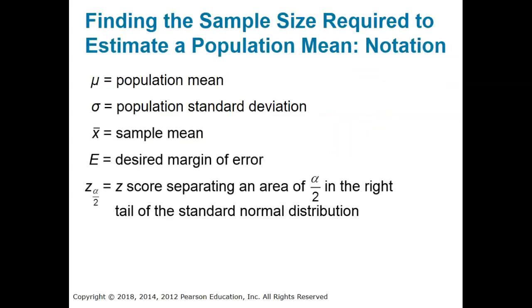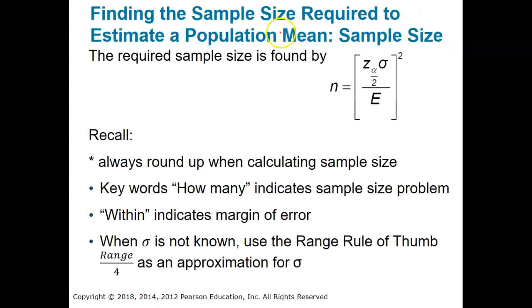Okay, so last thing today is I want to look at sample size as it relates to population mean. So we've got these same different symbols that you need to be familiar with. Our last sample size formula is going to be n equals z alpha over 2 times sigma divided by the margin of error, and all of that squared.